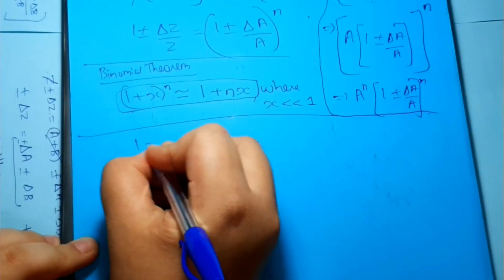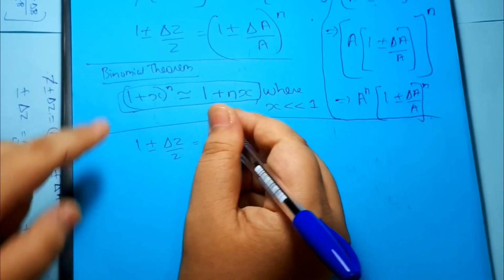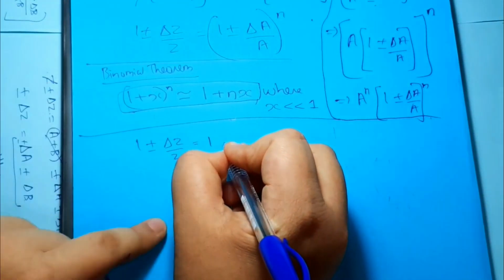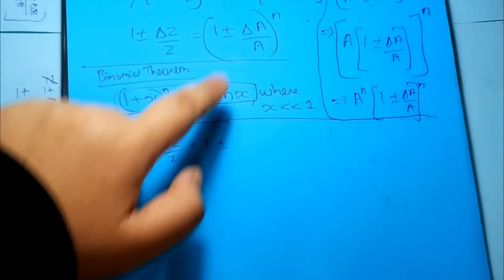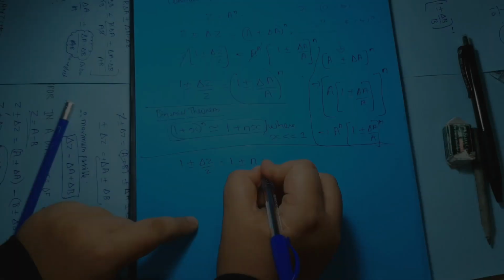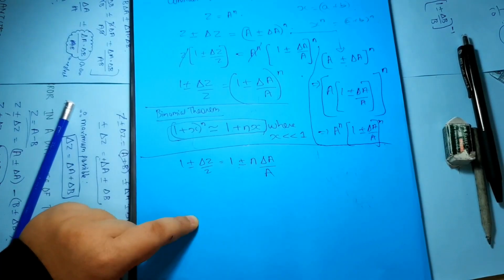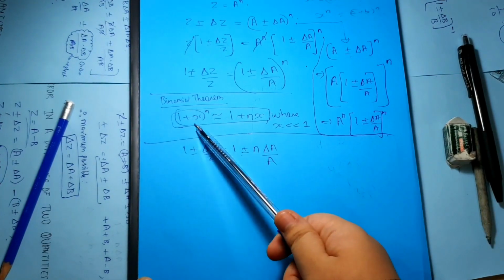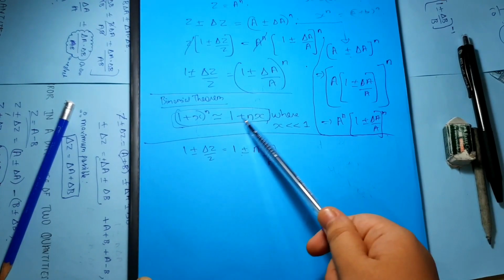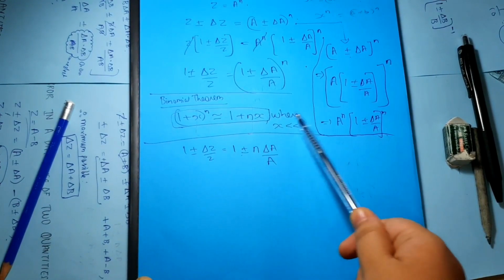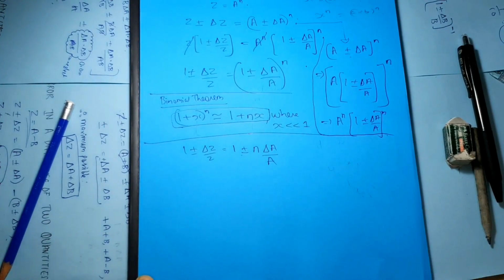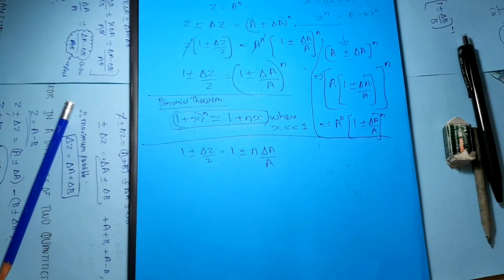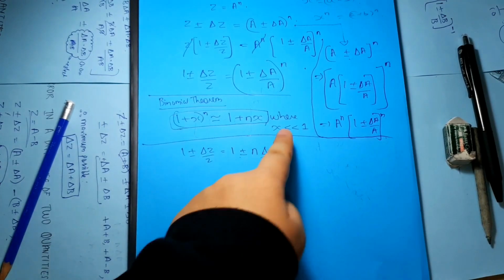But for now, moving on, we have 1 plus or minus delta z by z is equal to, so 1 is 1 itself, plus and minus because I have that over here. Now this n is power n into x. What's x? Our x is delta a by a. Simple. Hope you understood how it's been done. Because the theorem says 1 plus x whole raised to n is approximately equal to 1 plus n into x, where x is very much less than 1. You know delta a by a will give you very much less than 1 because delta a is the error which is going to be lesser than the value of a. So when divided, you're going to get a very small number. So this satisfies our condition.